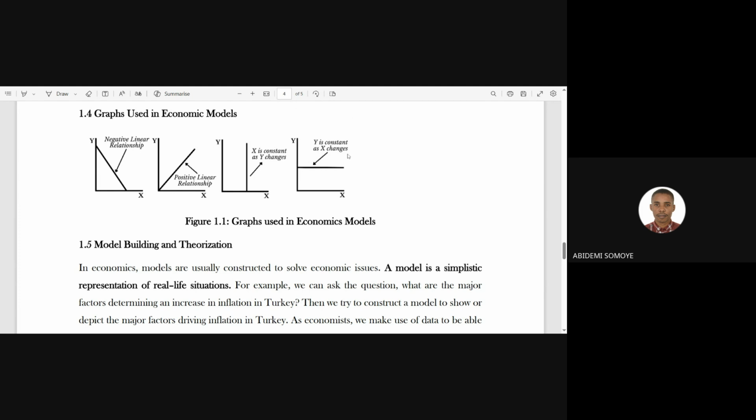Look at the fourth one. You will also see that y remains constant and x changes. You are going to see all these graphs, especially these two, the third and the fourth one. You will see these graphs when we get to elasticity.